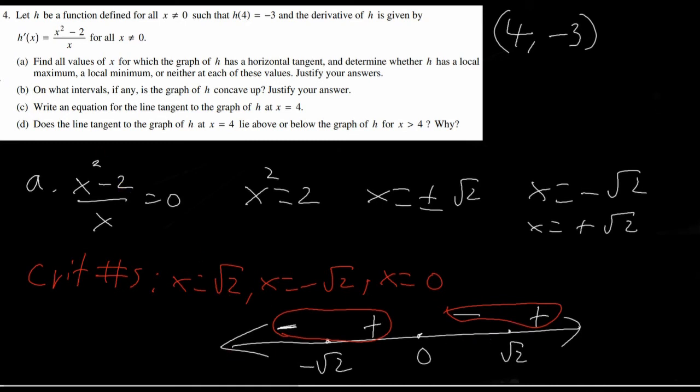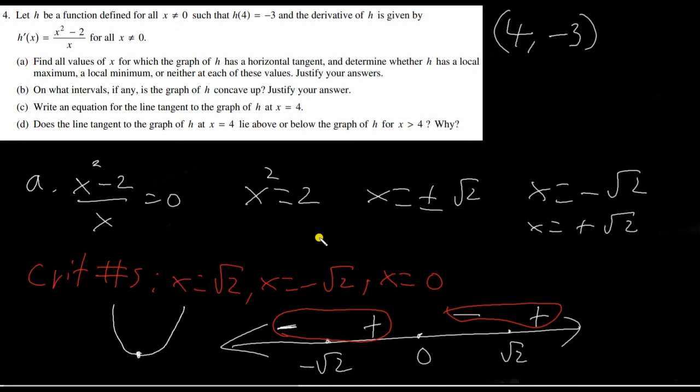So what that means is that both of these values are local minima, because the derivative is originally negative, so the function is originally decreasing, and then the function switches to increasing. So this point here is a local minimum. What we will say is there's a local minimum at x equals negative square root of 2 and at positive square root of 2, because the function switches from a negative derivative to a positive derivative at each of those values, or the function switches from decreasing to increasing at each of those values.